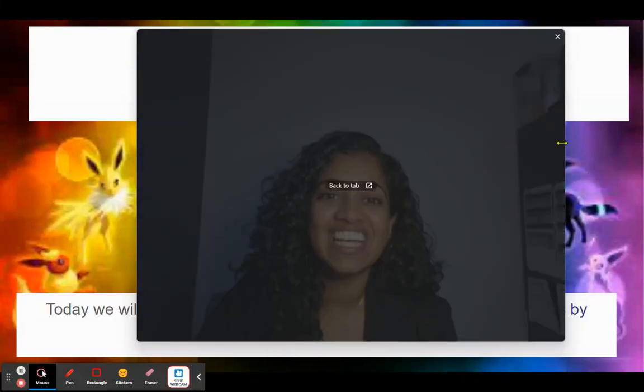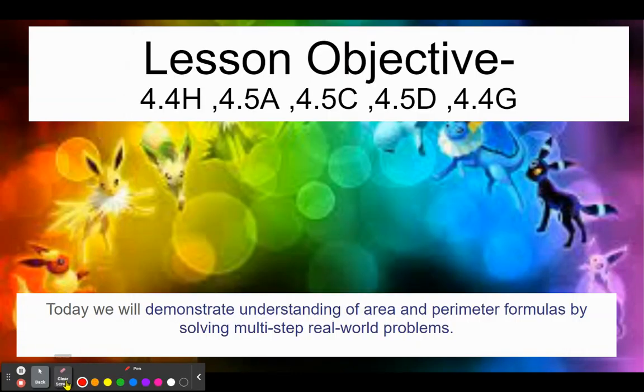Let's go ahead and take a look at today's lesson objective. All right, so today we will demonstrate understanding of area and perimeter formulas by solving multi-step word problems. The TEKS we're going to cover today are 4.4H, 4.5A, 4.5C, 4.5D, and 4.4G.